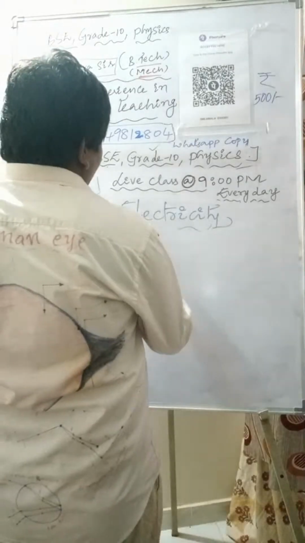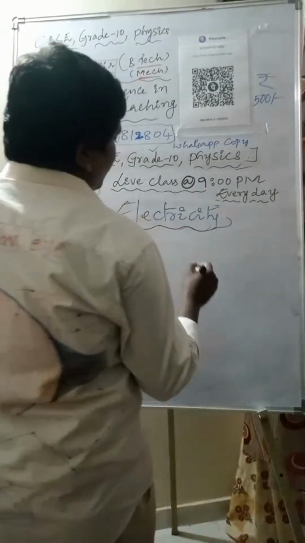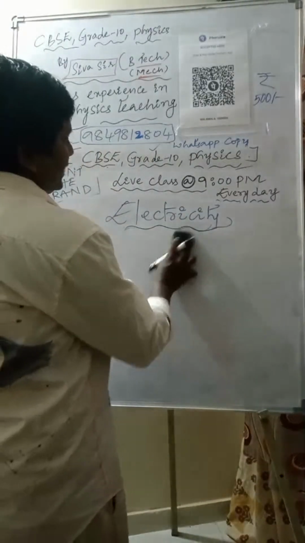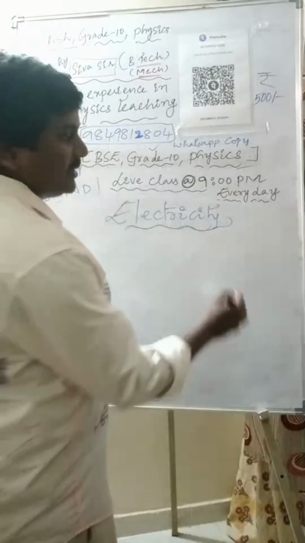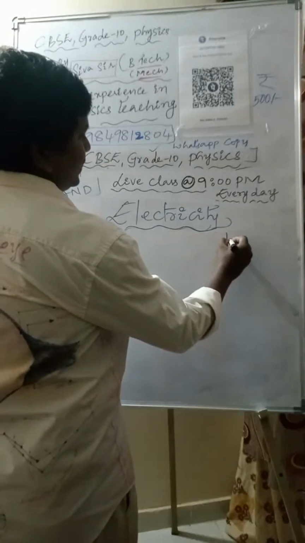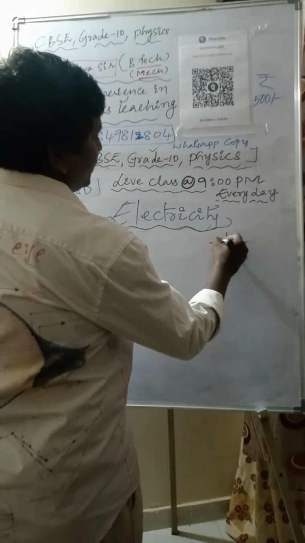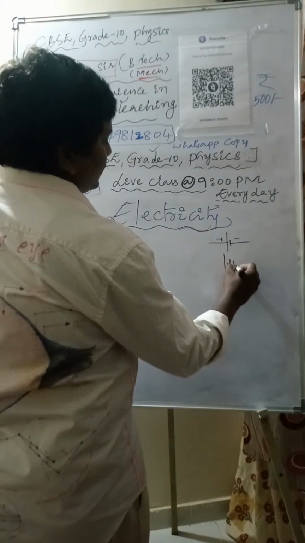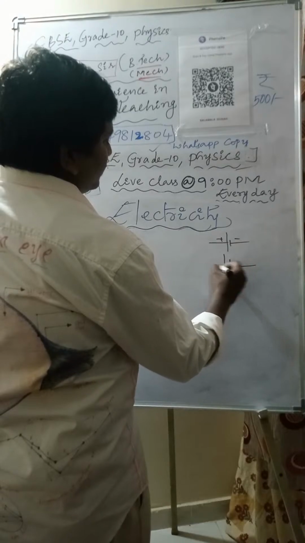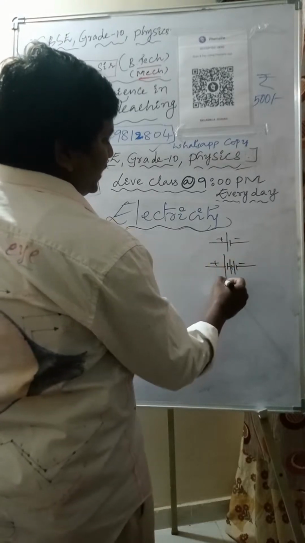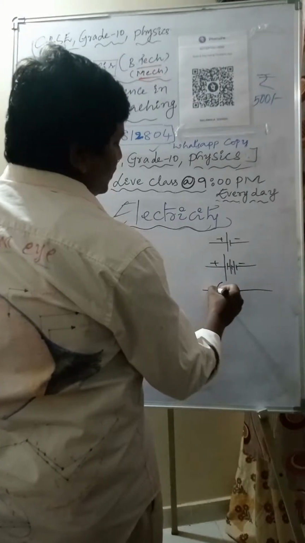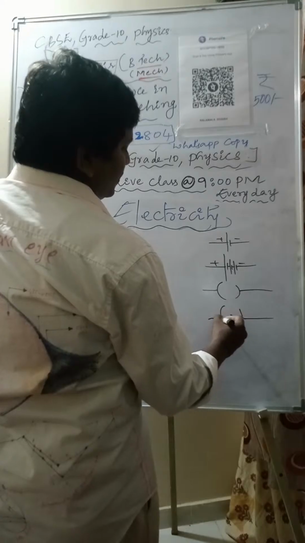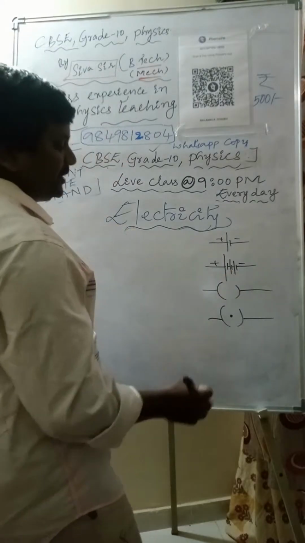Okay, so here I'm considering, first we'll go one by one. Cell. This is the cell, with positive terminal and negative terminal. The next one is a battery. This is a battery, with positive terminal and negative terminal. Next one, switch. This is the open switch, and this is the closed switch.